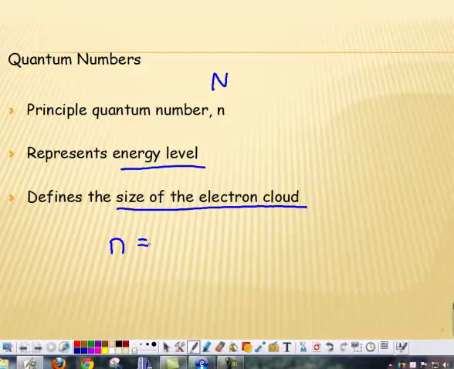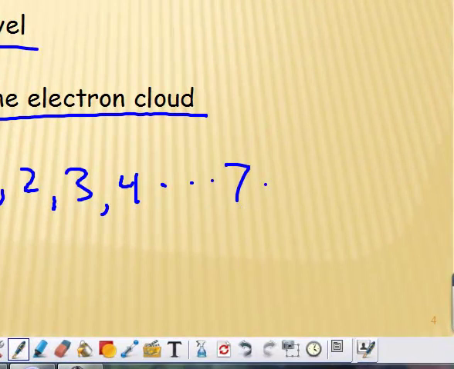Now, the allowed values, again, referring back to the solutions to Schrodinger's equation, the allowed values for n are 1, 2, 3, 4, up to 7 right now on the periodic table, but in theory, all the way to infinity. So whole numbers, starting with 1 and working their way up, are the allowed values for energy level.